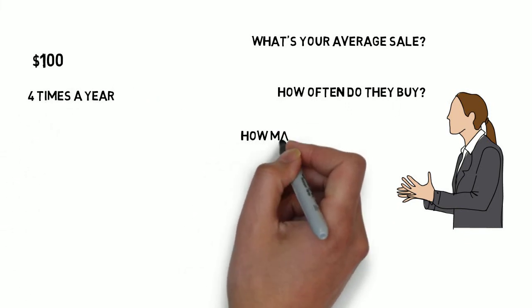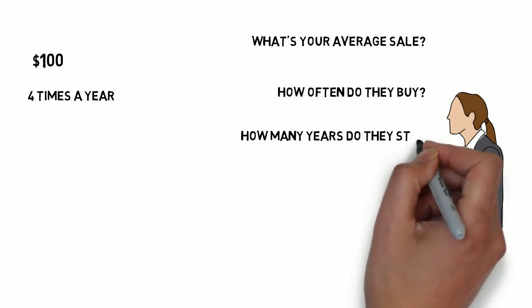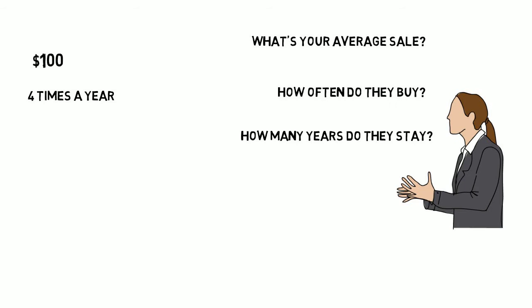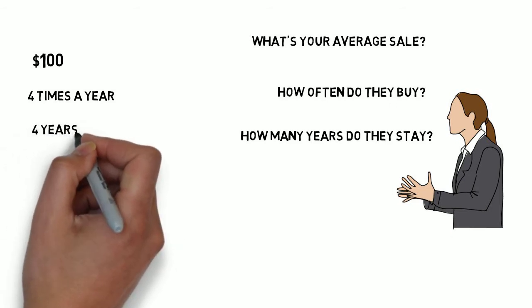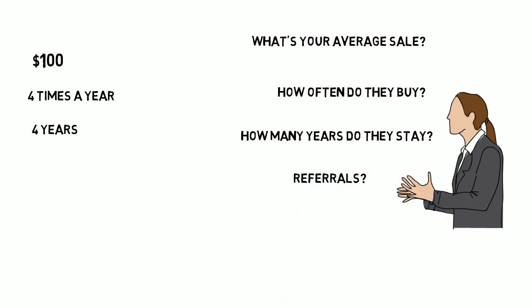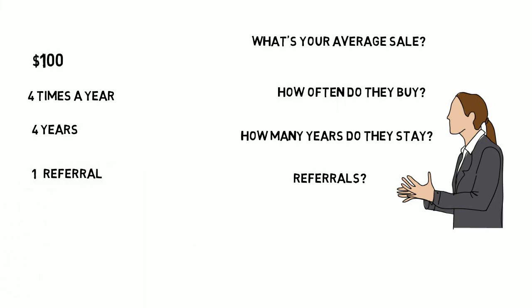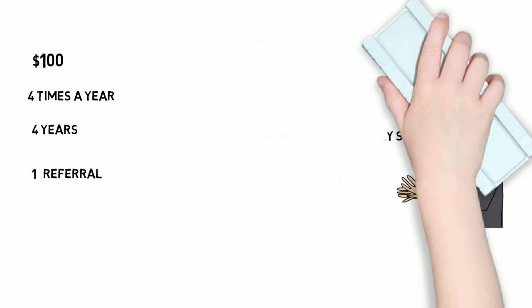Then the ad salesperson is going to ask you, okay, how many years does that person stay a customer with you? And most likely you don't know, but let's just say you throw out 4 years. Then the ad salesperson is going to ask, and about how many customers does the person refer to you in those 4 years? Would you say 1 customer is a safe assumption? And you say, yeah, that seems fair. So then the calculator starts to go to work.